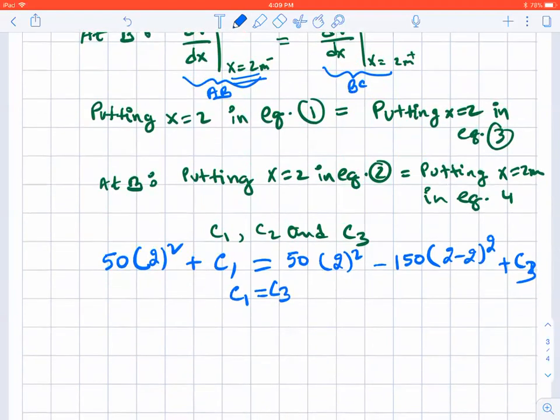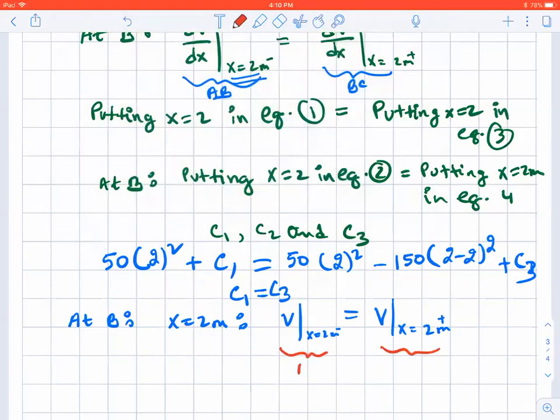Okay, so again at B, we're going to say that x is equal to 2 meters. And we're going to say, hey, the deflection at x equals 2 meters using the segment AB, and the deflection at x equals 2 meters for the segment BC, must be the same. So this is the segment AB formula, this is segment BC.